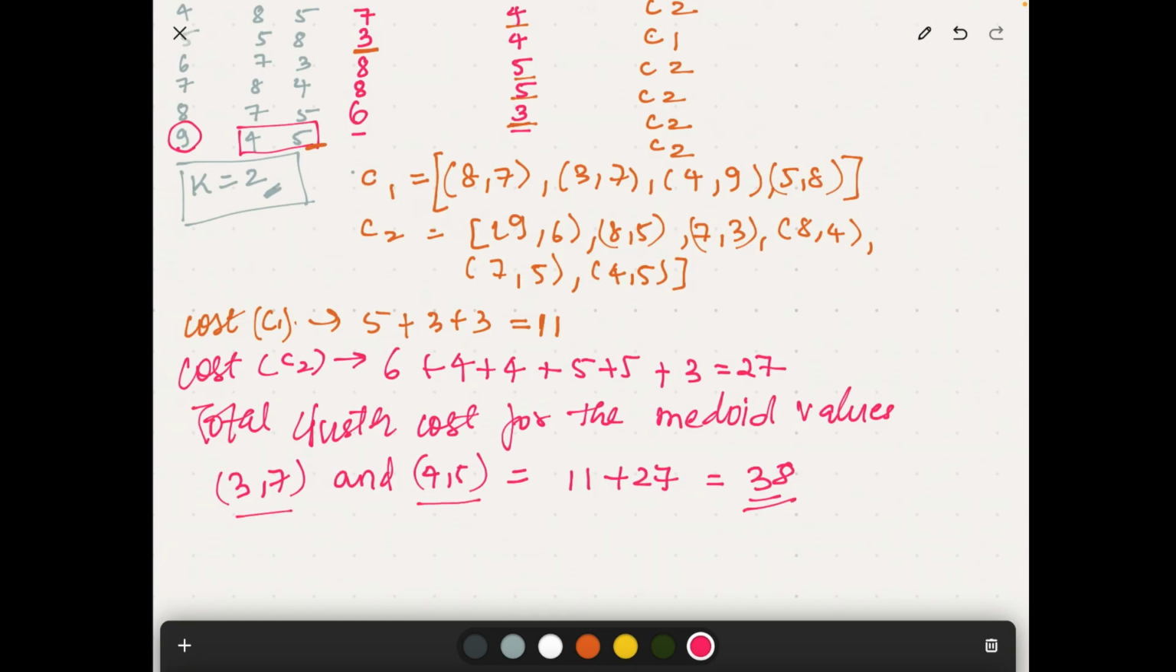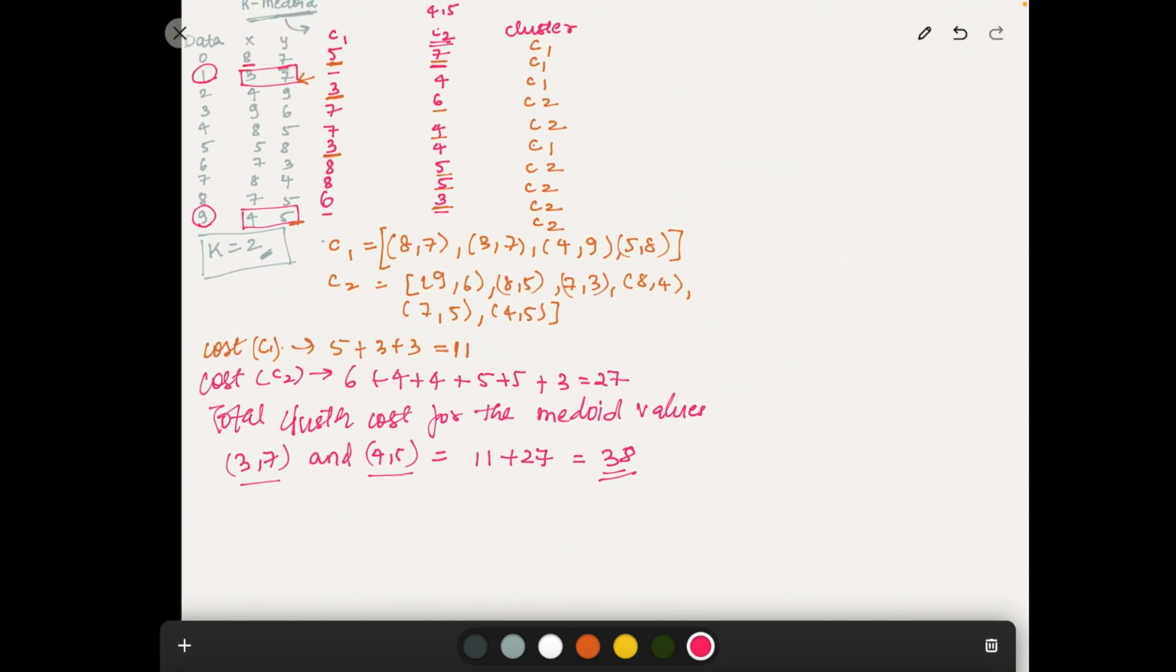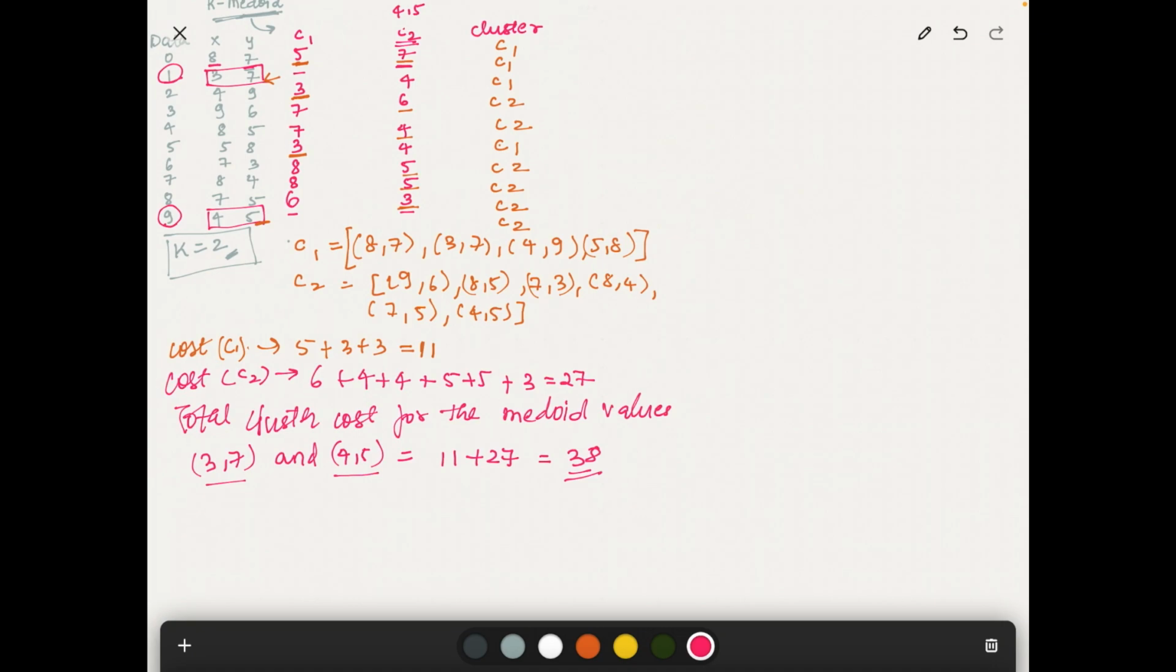Now what I'm going to do is take a test medoid value. We had already selected these two medoid values, 1 and 9. Now I'm going to take another value. Let's just call it O dash. So let O dash be your 4,9. So 4,9 is my second K-medoid value, right?